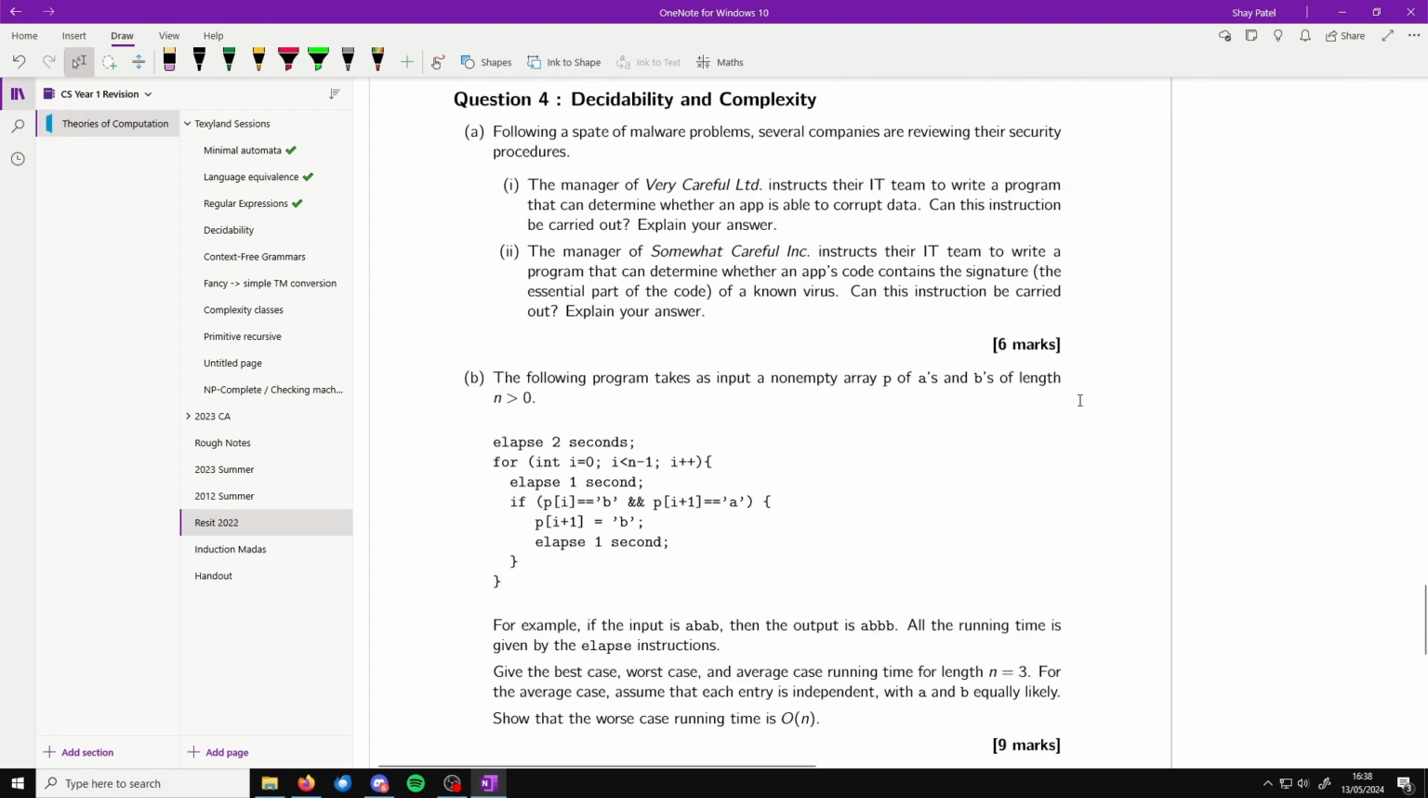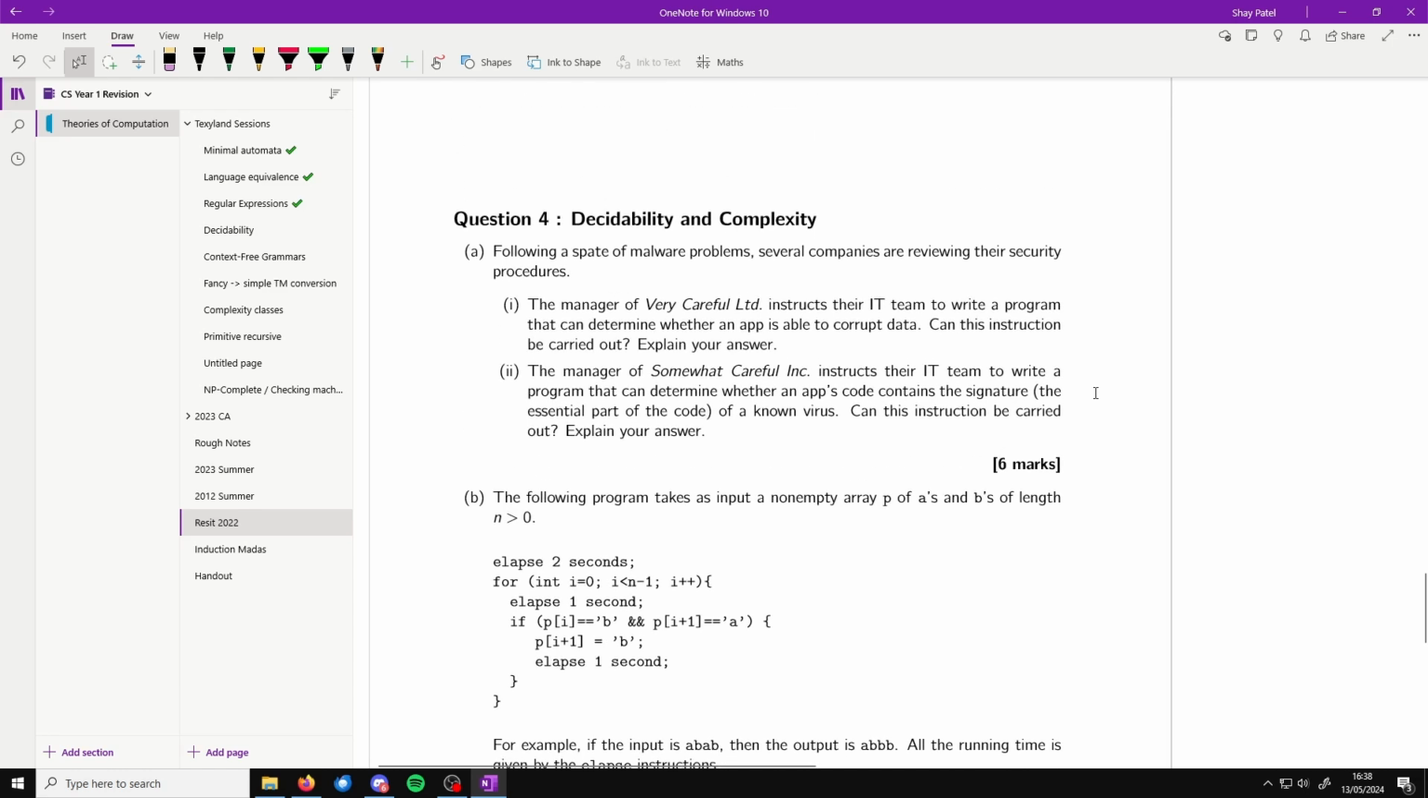Okay, yeah, let's look at question 4. Following a spate of malware problems, several companies are reviewing their security procedures. The manager of Very Careful Limited instructs the IT team to write a program that can determine whether an app is able to corrupt data. Can this instruction be carried out? Explain your answer. The manager of Somewhat Careful instructs the IT team to write a program that can determine whether an app's code contains a signature of a known virus. Can this instruction be carried out? Okay, let's start with this first one.